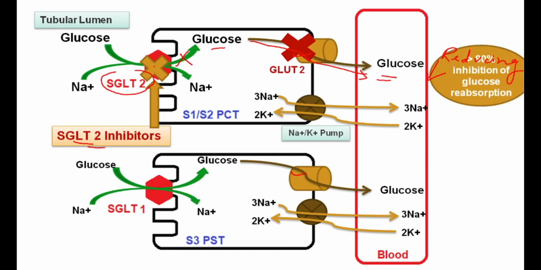And as we already told, more than 90% of the glucose reabsorption takes place through SGLT2. So by inhibiting this SGLT2, a large proportion of the glucose will come out of our body through urine, and the blood glucose level is reduced.